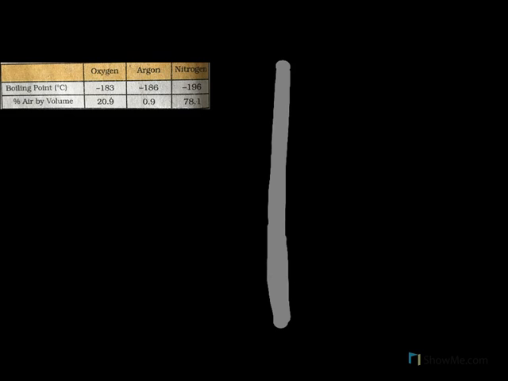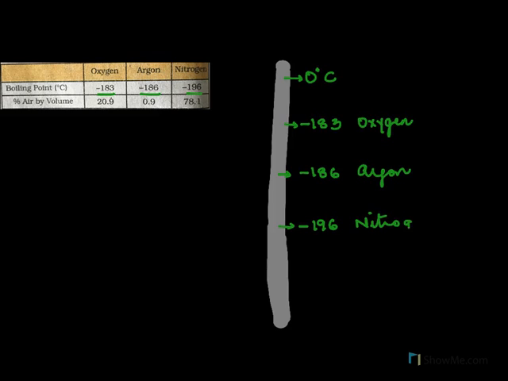Now there's another point I want to make here. Look at the boiling points: oxygen minus 183, argon minus 186, nitrogen minus 196. So if this is 0 degrees Celsius, then minus 183 would come here, minus 186 would come here, and minus 196 would come here. This is 183, which is oxygen. This is the boiling point of argon, liquid argon, and liquid nitrogen.